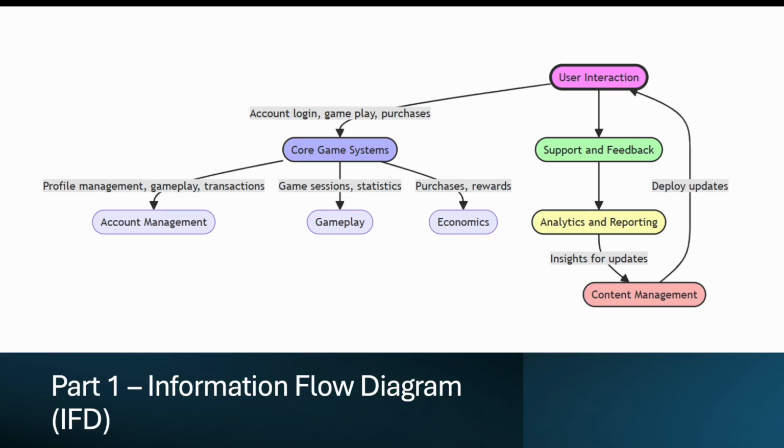So next we're going to go over our information flow diagram. There are 2 main parts. So you have the user interaction. One route it can go is to the core game system, which includes things like logging into your account, playing the actual game, and then purchasing DLC and stuff like that. And then going from core game systems, you can branch off into account management. So this can be things like profile management, transactions that you've already purchased, and then overall gameplay.